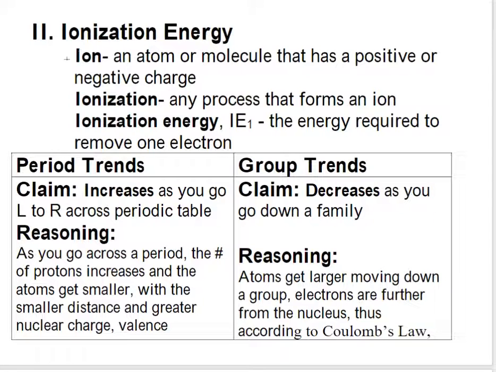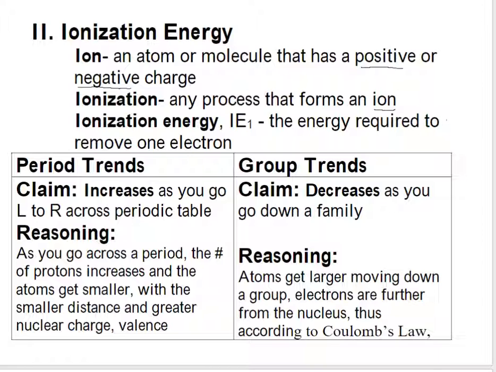For ionization energy, we need to know what an ion is. An ion is an atom that has a positive or a negative charge to it, and that means that it has either gained or lost electrons. Ionization is any process that forms an ion, whether it's positive or negative. Ionization energy, or IE, sometimes with a little 1, is the energy required to remove one electron.